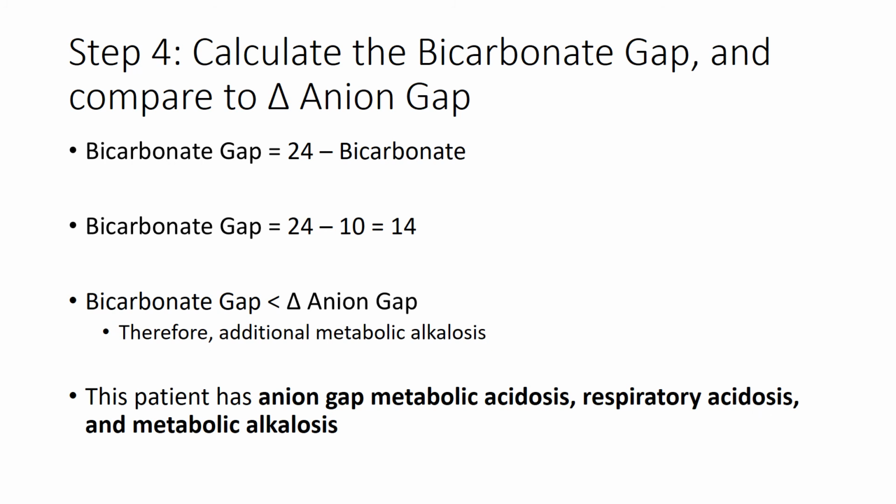So this patient has an anion gap metabolic acidosis, a respiratory acidosis, and a metabolic alkalosis. They have 3 different acid-base disturbances. This was anion gap metabolic acidosis part 2.